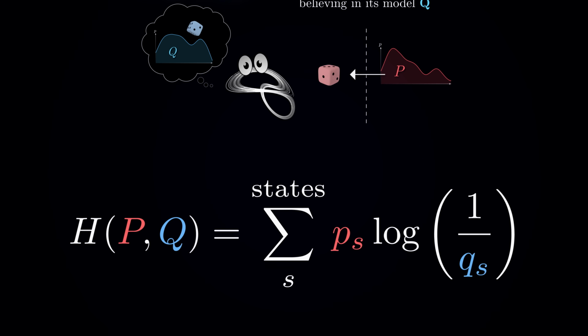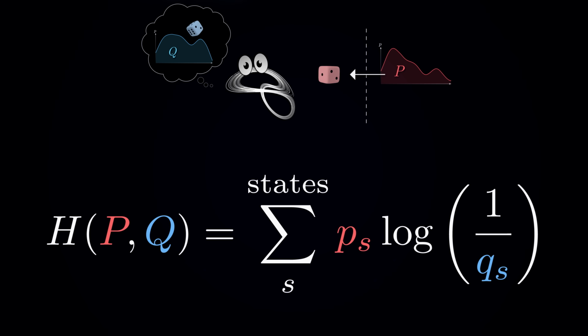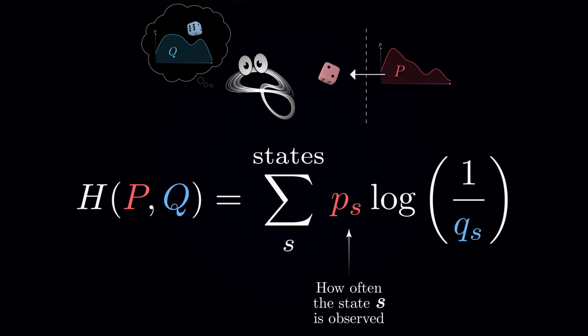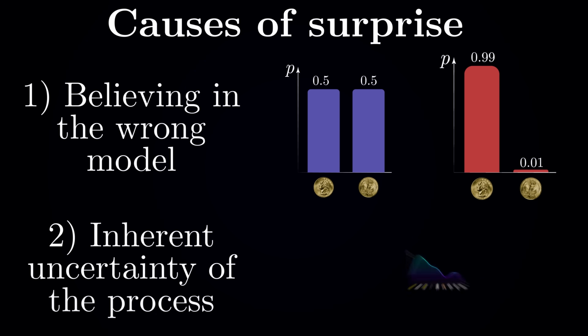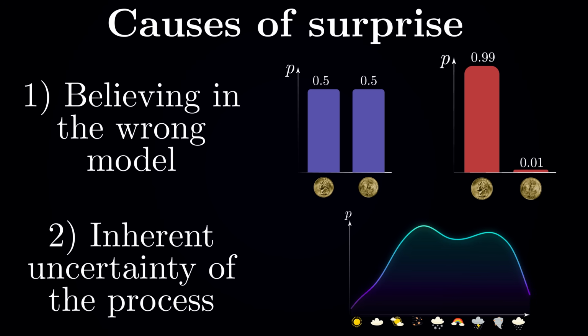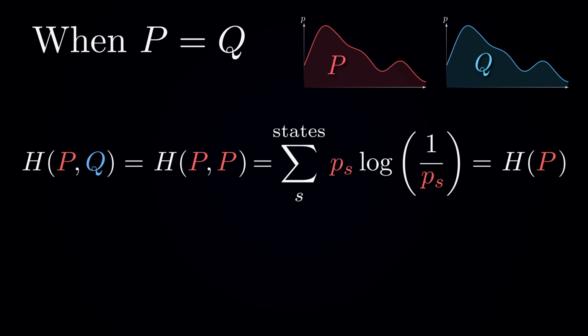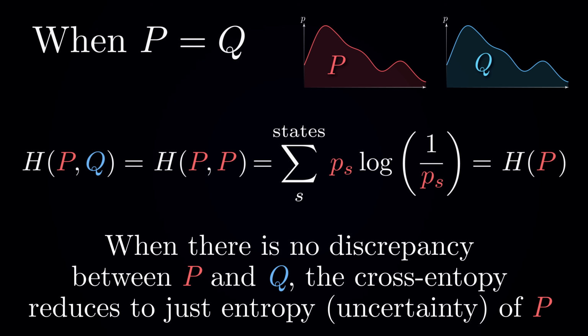Mathematically, the cross-entropy between distributions P, the true one, and Q, your model, is defined similarly to entropy, but we use P for the outcome probabilities and Q for the surprisal terms. The surprise given by cross-entropy can come from two sources: the discrepancy between your model and the true distribution, as well as the inherent uncertainty of the underlying distribution itself. If P and Q are the same distribution, meaning that you have a perfect model, the cross-entropy is simply equal to the entropy of P.